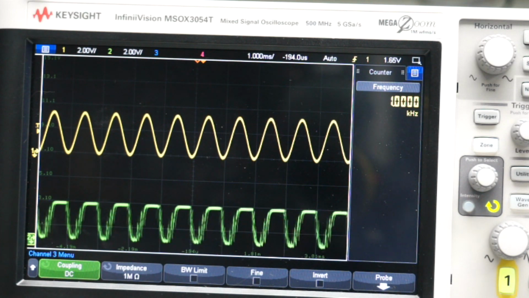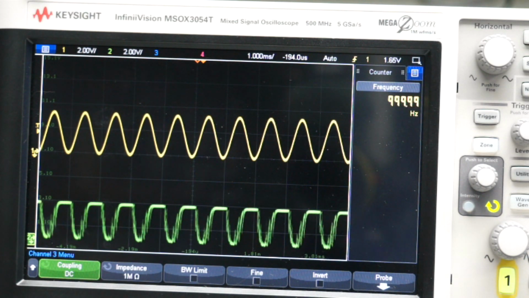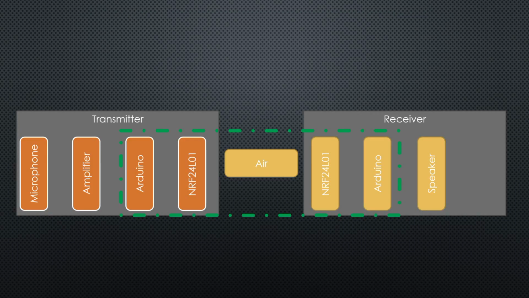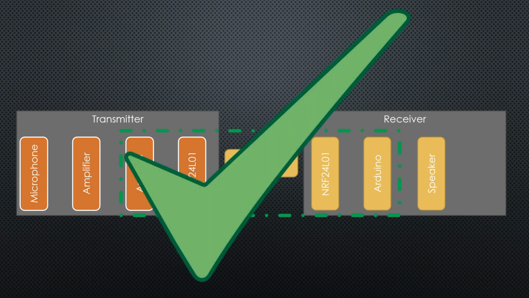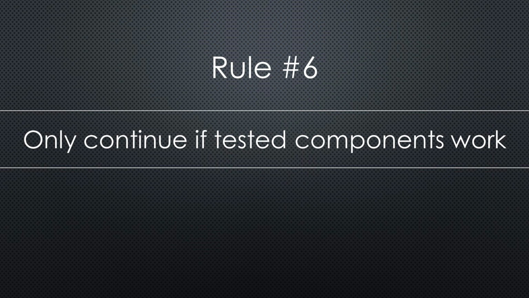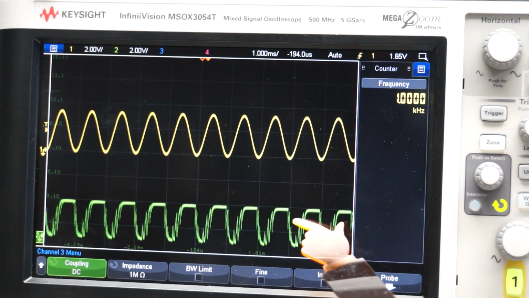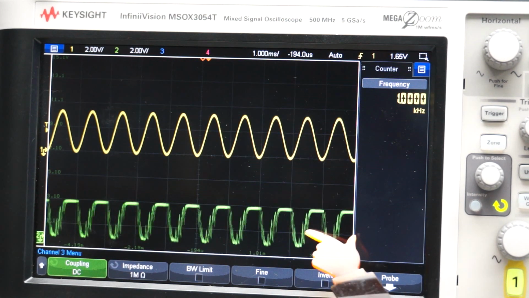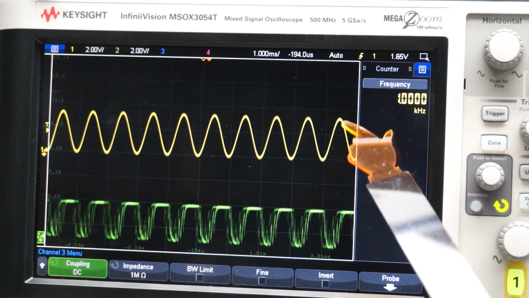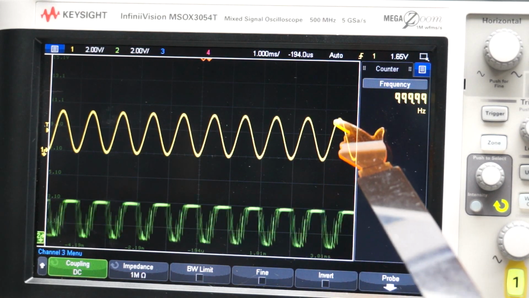Of course, the sine wave is slightly disturbed. But nevertheless, it looks good. Cool. So we can assume that the most significant part of his design works. Perfect. Rule number 6 says only continue if the tested component works. So we can continue. But wait, the sine wave is quite flat on the upper side. It is quite evident that higher voltages are not transferred.